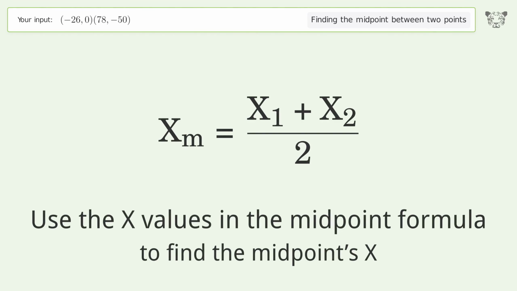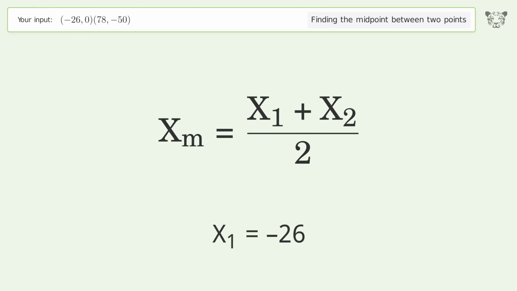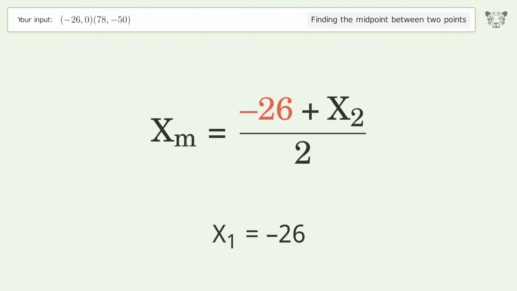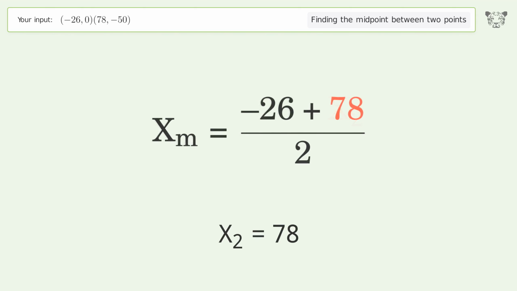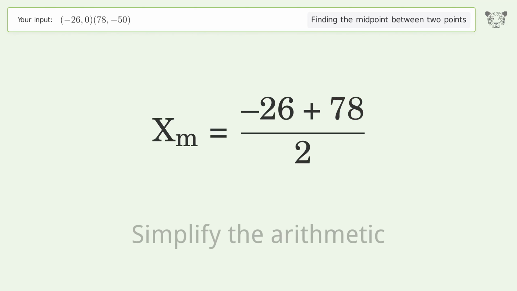Use the x values in the midpoint formula to find the midpoint's x. x1 equals negative 26. x2 equals 78. Simplify the arithmetic.